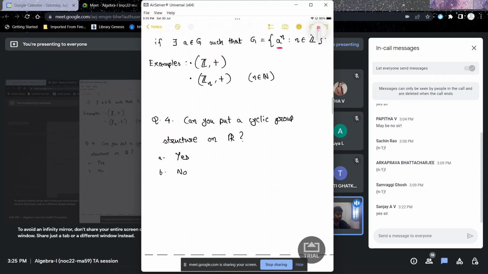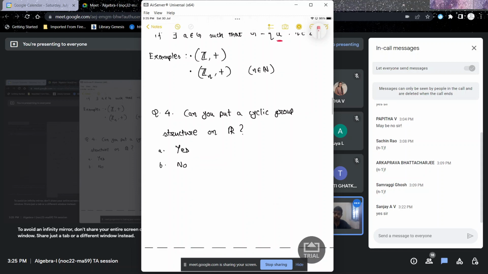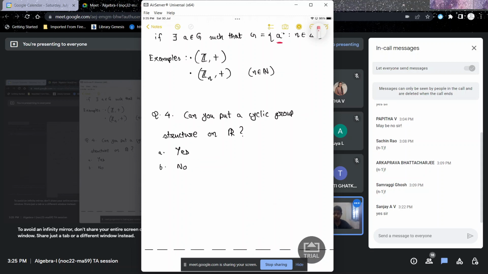Anyways, let's come to our next question, question 4. The question is, can you put a cyclic group structure on R? You know the real numbers, the collection of real numbers, which is R. Can you put a cyclic group structure on R? In other words, can you define a binary operation on R which makes it into a cyclic group? Maybe someone wants to try. You can just reply in the chat.